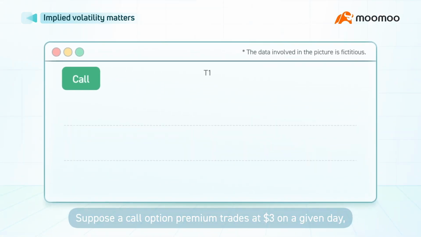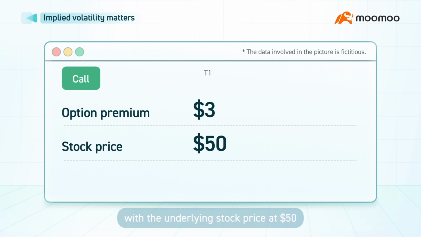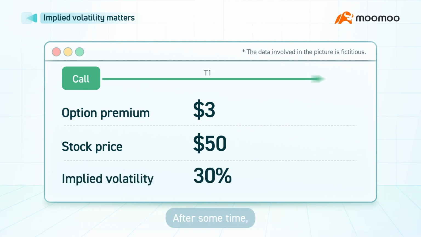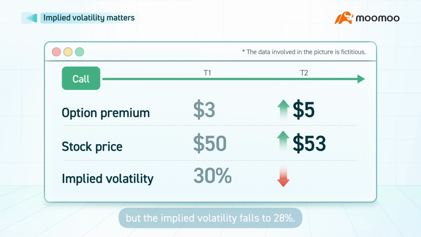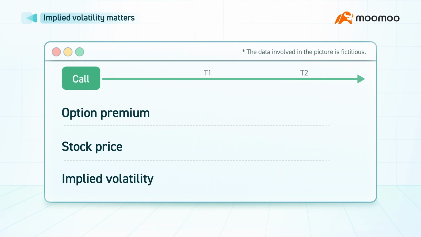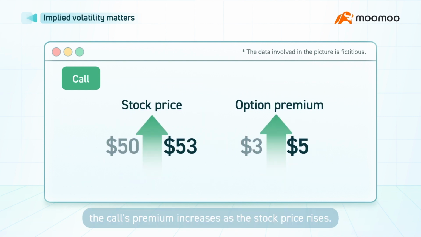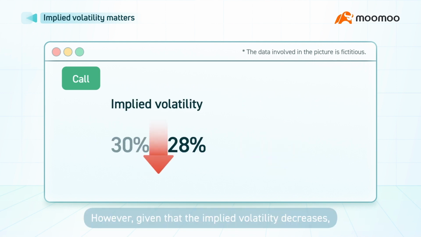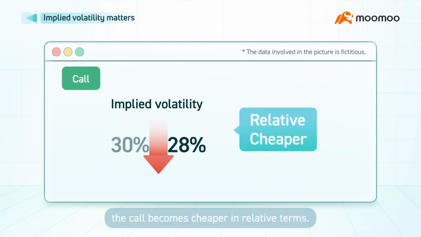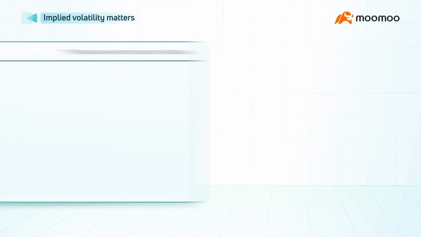Suppose a call option premium trades at $3 on a given day, with the underlying stock price at $50 and the implied volatility being 30%. After some time, the premium rises to $5 as the stock price goes up to $53, but the implied volatility falls to 28%. In this case, the call's premium increases as the stock price rises. However, given that the implied volatility decreases, many traders would argue that the call becomes cheaper in relative terms.